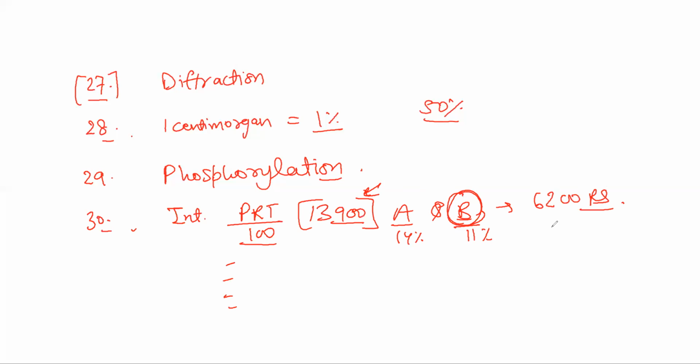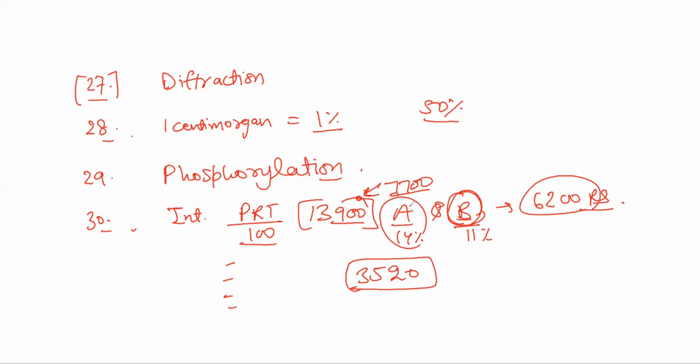A total interest was also given, 3,520. If this is the money B, then automatically A will be 7,700. If we apply the 14% rate, PRT upon 100, it gives around 2,150 interest, and similarly for B we get the rest of the sum of 3,520. So the B amount is 6,200 rupees. So the answer was 6,200 rupees.